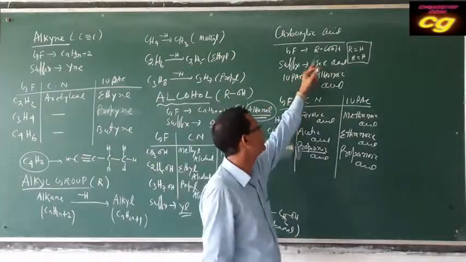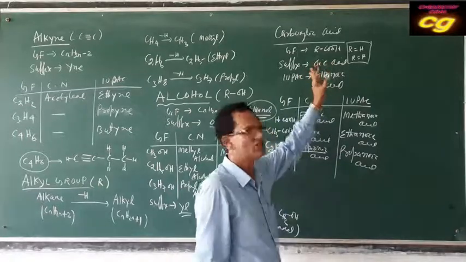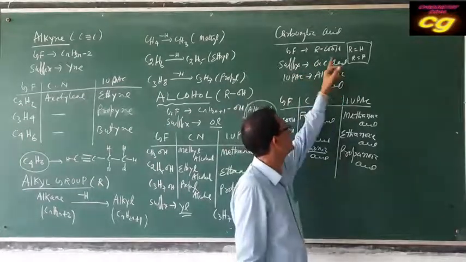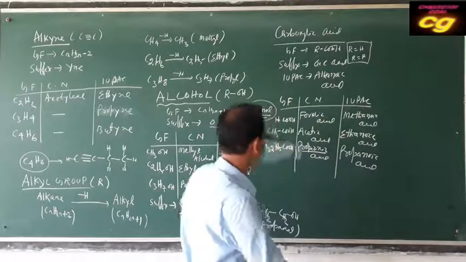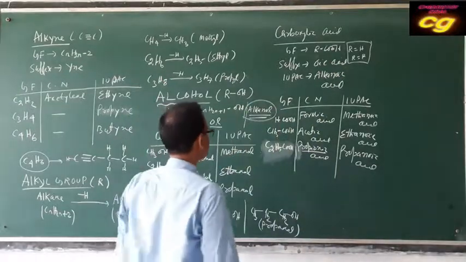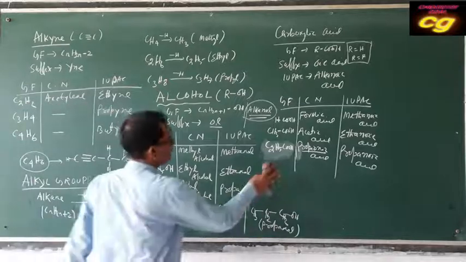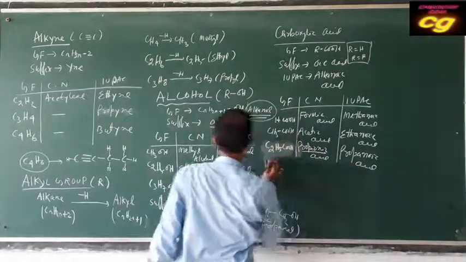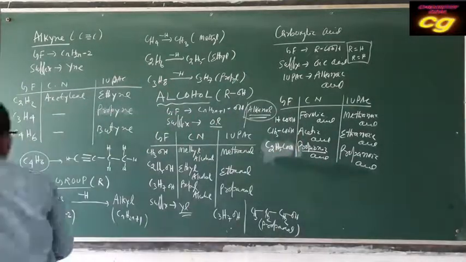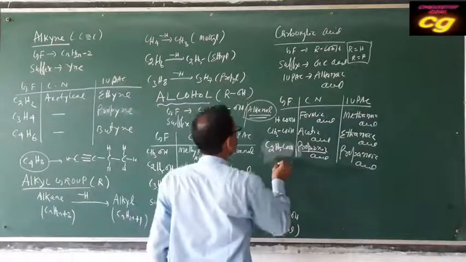The general formula is RCOOH. Here the functional group is COOH, and COOH is called the carboxyl group. This is about carboxylic acid. Then what is aldehyde? Similarly, another functional organic compound is aldehyde.